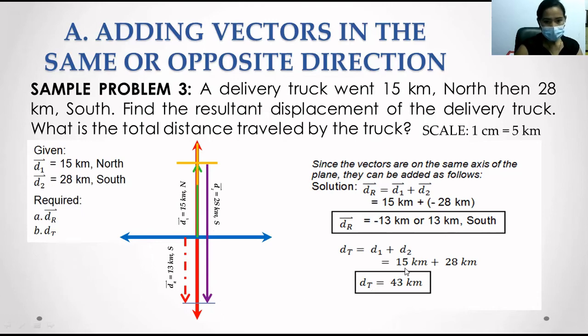So we are simply adding up the length of the paths traveled by our delivery truck, which means 15 kilometers plus 28 kilometers will give us 43 kilometers.